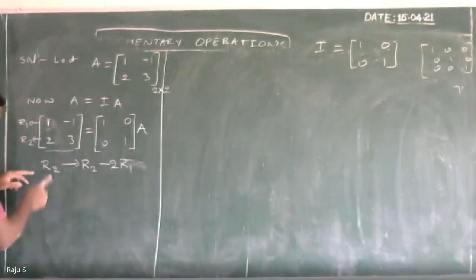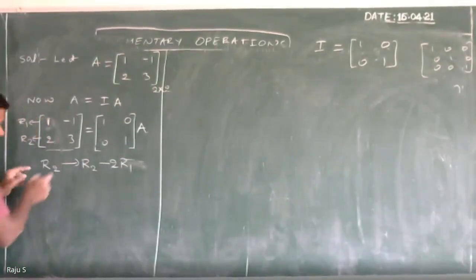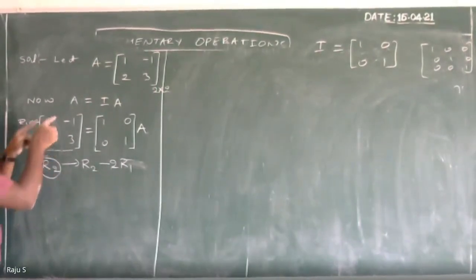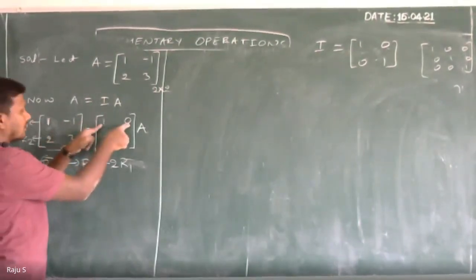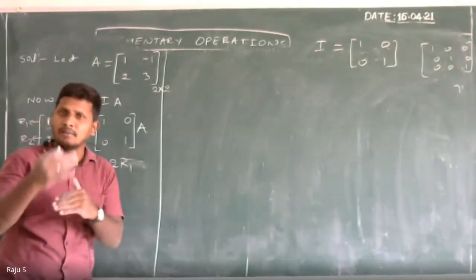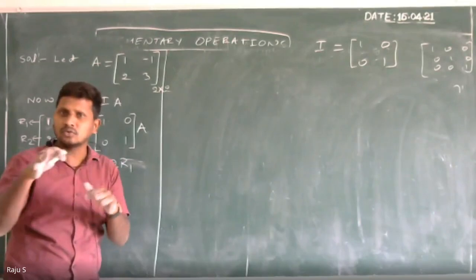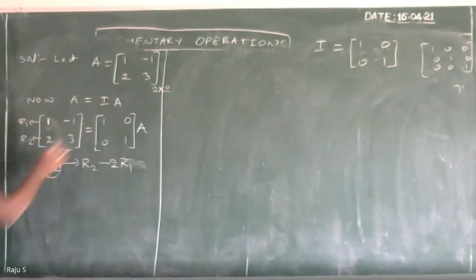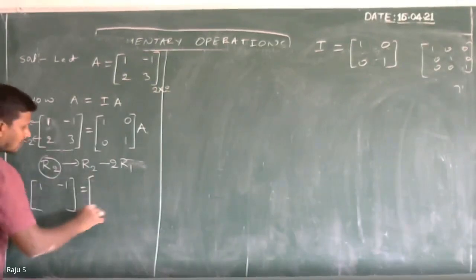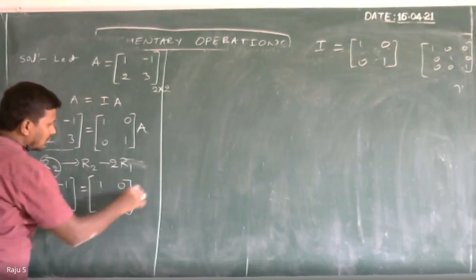See, I clearly told you that I am applying the row transformation on R2. Then what about R1? R1 remains the same. So whatever remains the same, you should write those rows first. R1 remains the same. So R1 is 1 minus 1. Right side also R1 is 1, 0 into A.